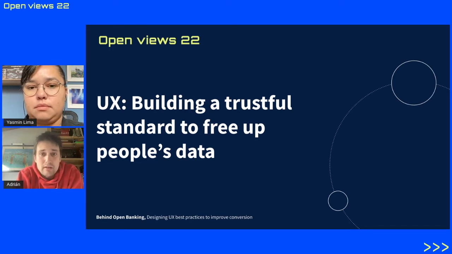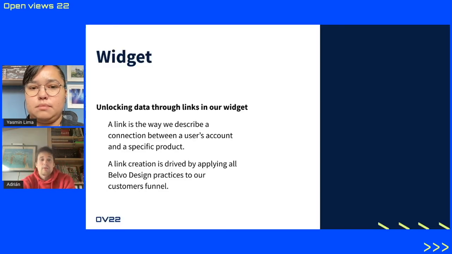So basically, we need to understand the UX of Belvo as a way of building something that people can trust, in order to make them comfortable to unlock their data and share it. If we achieve that goal, we will unlock open banking in Latin America. So how do we do this?